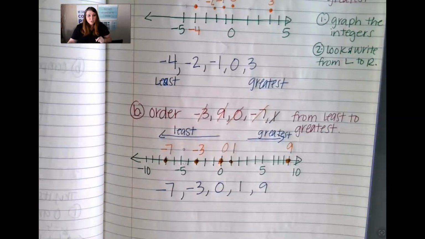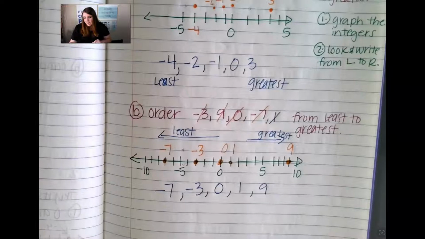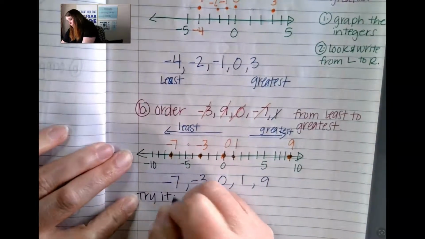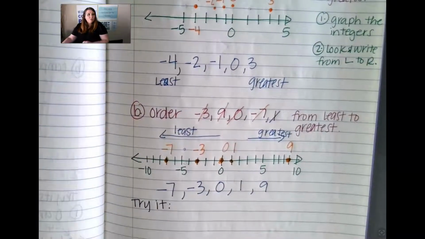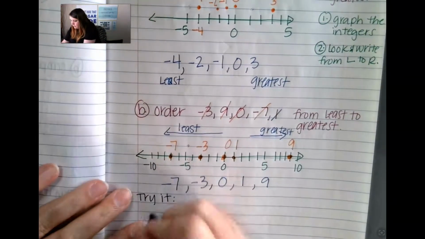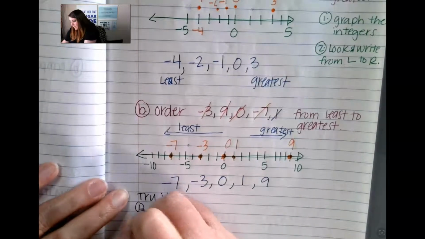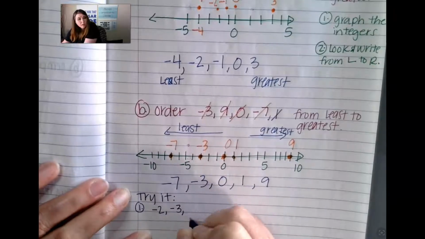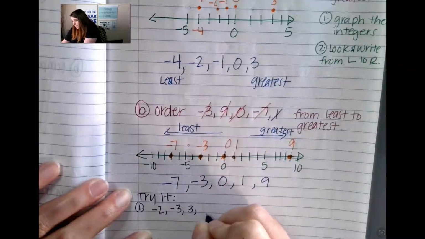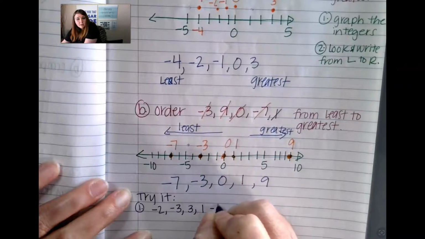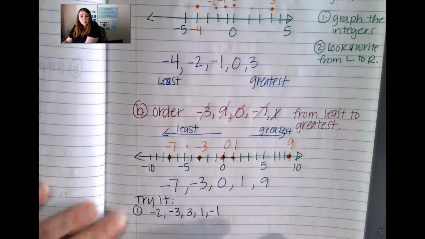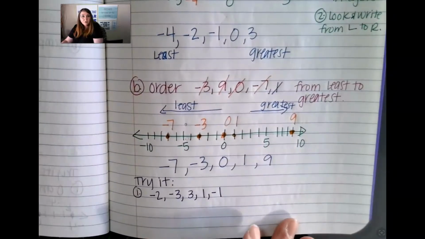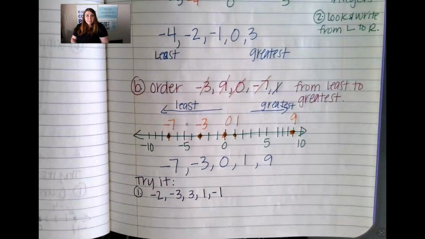All right, it is your job right now to do a try it. So we're going to do a try it. And in your try it, I would like for you to please order from least to greatest. You are going to order negative 2, negative 3, 3, 1, negative 1. So go ahead and hit pause right now so that you don't hear me going over this. And then when you are ready, hit play.